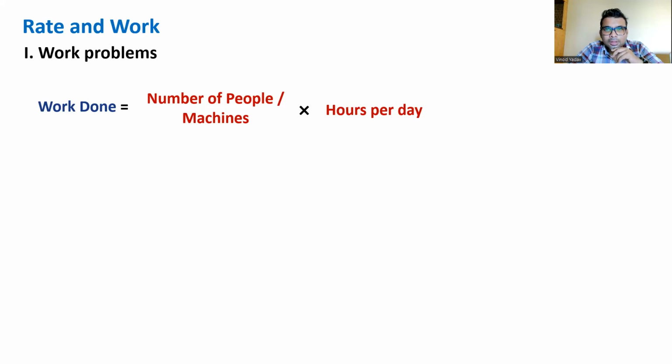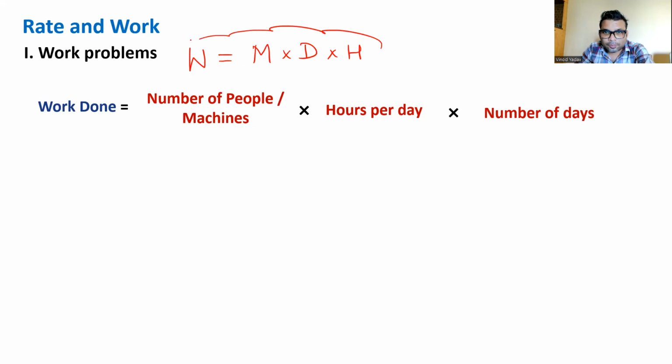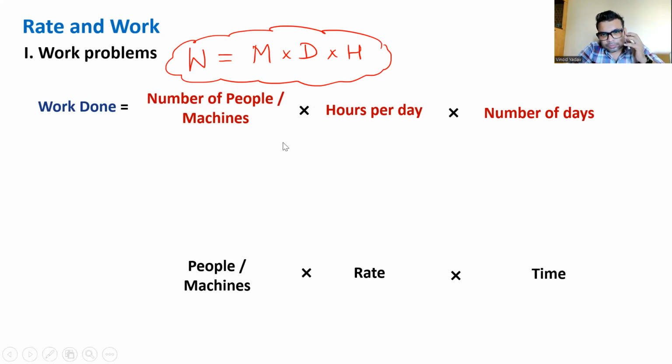Sometimes in the question, they don't mention anything about this. So you can just simply ignore this. Multiplied by how many days they worked for. So ultimately you can define the work done as MDH. So man or machine into days into hours per day. These are the three components which we consider while developing the total amount of work done. So number of people or machine into rate, hours per day, is nothing but rate into time taken, means number of days.